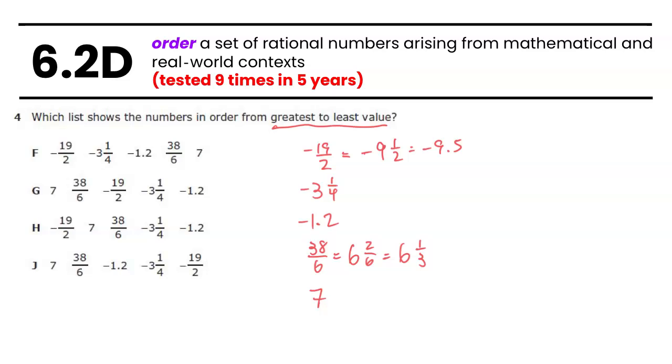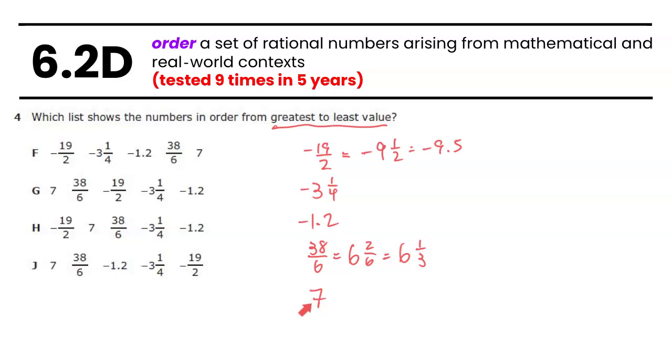And so if you have students that are choosing F as the correct answer, then it means that they did not actually read or understand what was meant by greatest to least value. So what that means is that in order to get this from greatest to least value, we actually need to go back up the list that we wrote this in.